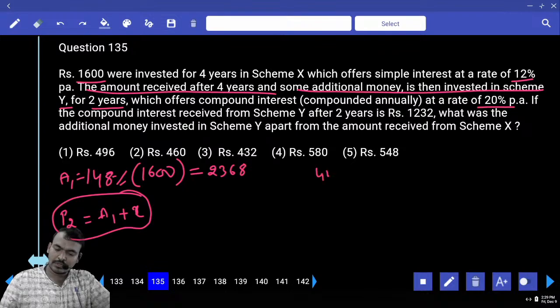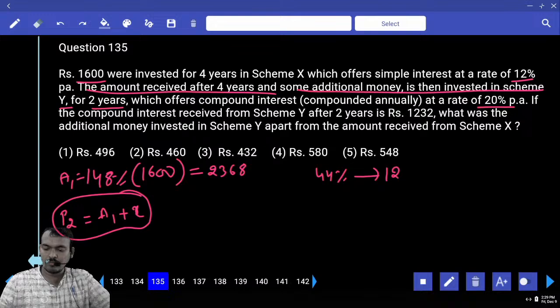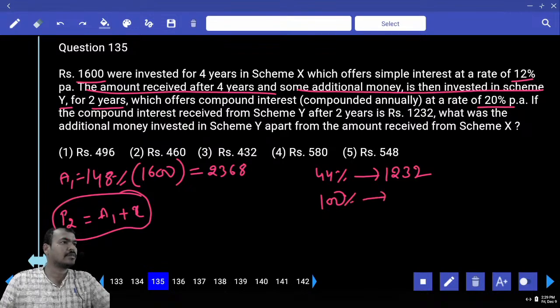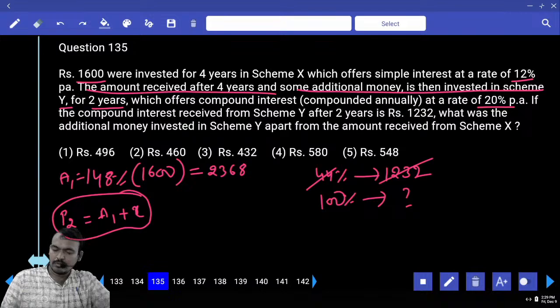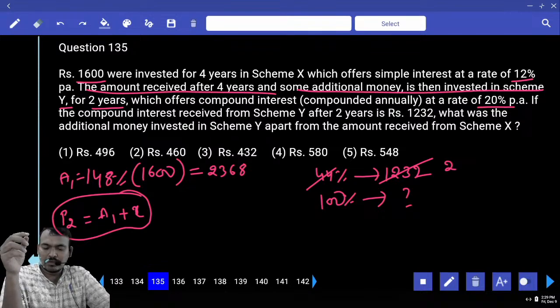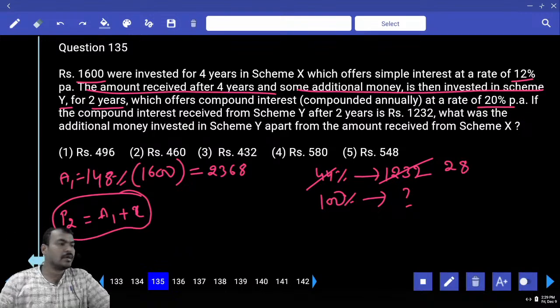What is the compound interest? 44%. What is the 44% value? 1232, or not? Yes or no? Then we get the 100% value, or not? That 100% is principal or amount? Principal. 44 twos are how much? 88. What is the remaining? 23 plus 12, 35. Means 352, or not? 352 means almost 8 times, or not?